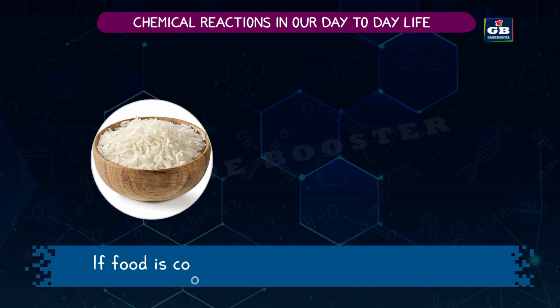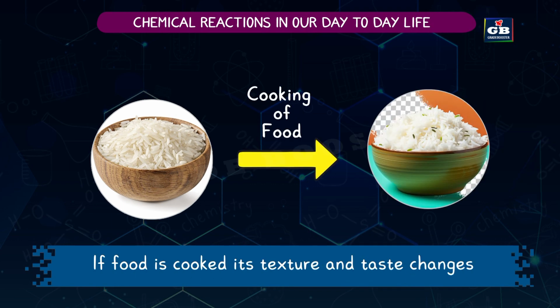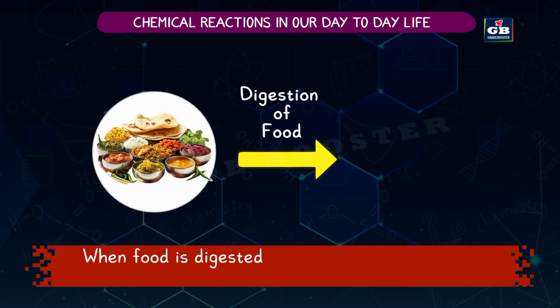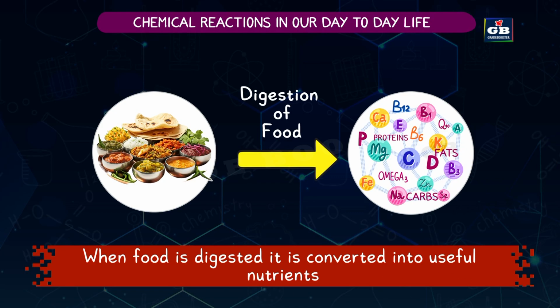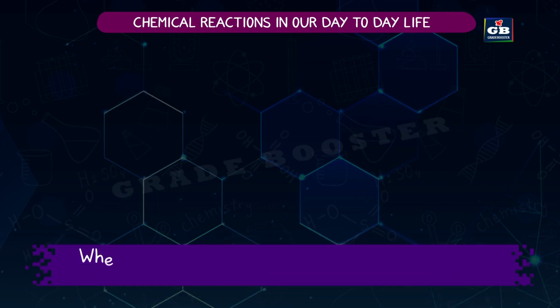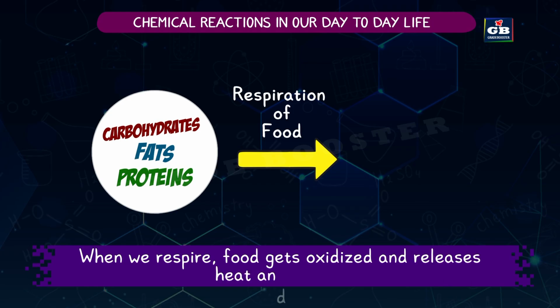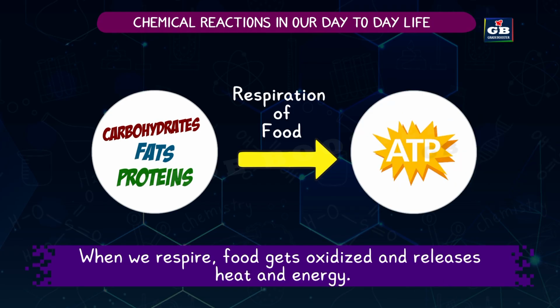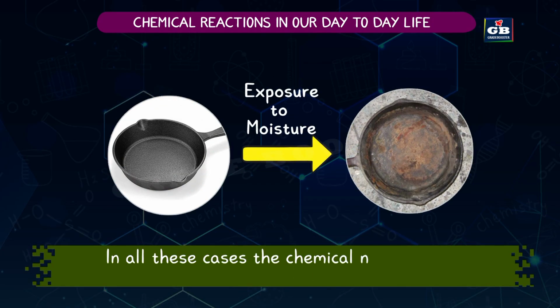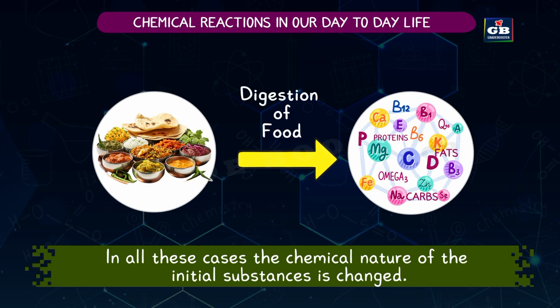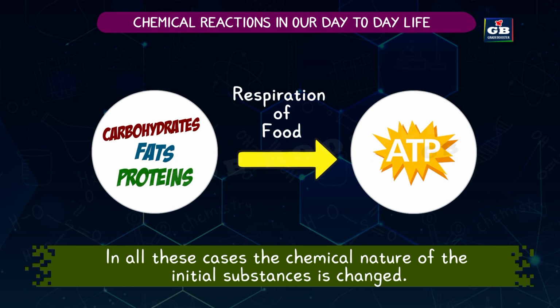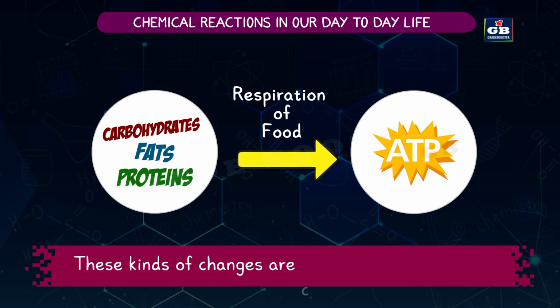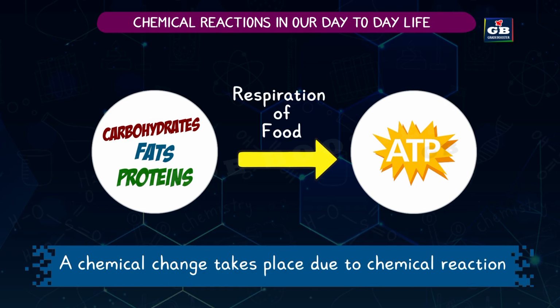If food is cooked, its texture and taste changes. When food is digested, it is converted into useful nutrients. When we respire, food gets oxidized and releases heat and energy. In all these cases, the chemical nature of the initial substances is changed. These kinds of changes are called chemical changes. A chemical change takes place due to a chemical reaction.